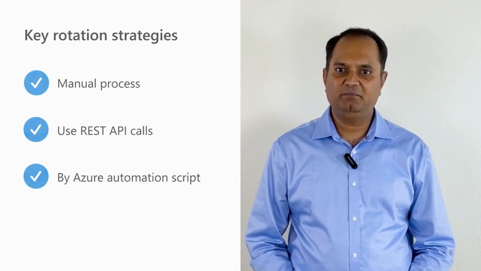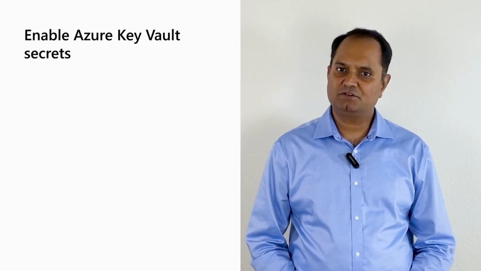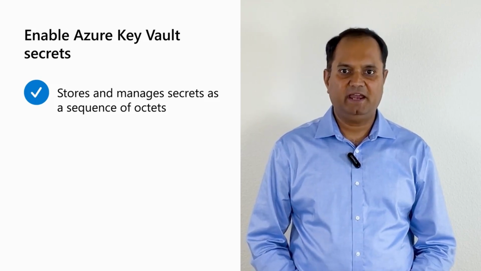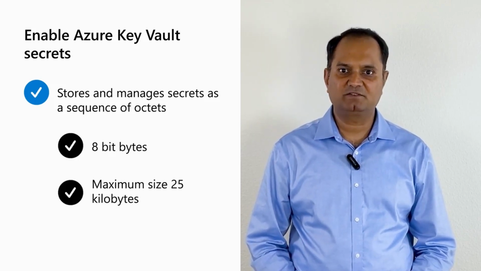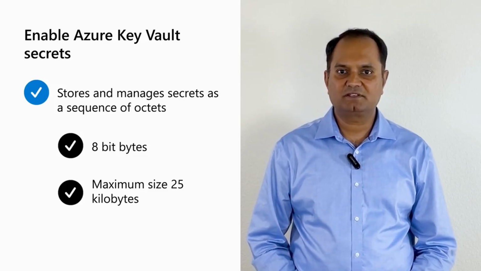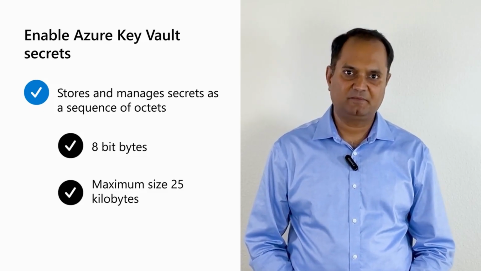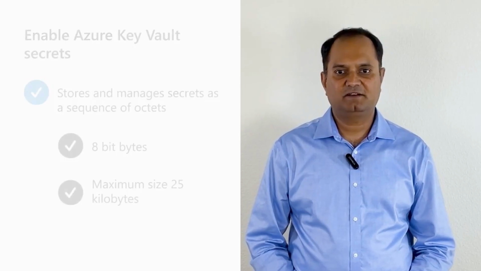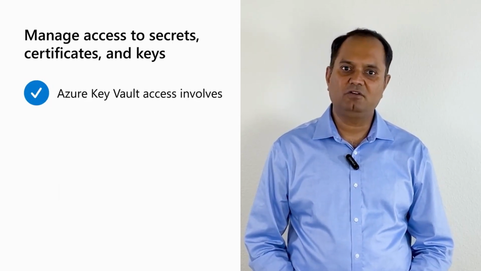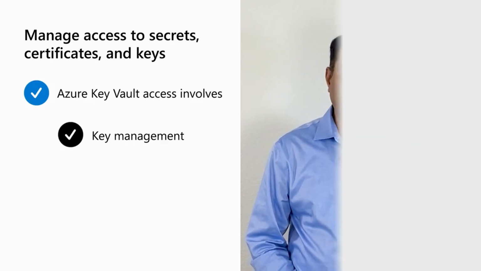Then you studied enabling Azure Key Vault secrets, which talks about how Key Vault stores and manages secrets as sequences of octets, 8-bit bytes, with a maximum size of 25 kilobytes each. The Key Vault service doesn't provide semantics for secrets. In managing access to secrets, certificates, and keys, you learned that Azure Key Vault access involves managing the Key Vault itself and accessing its data.